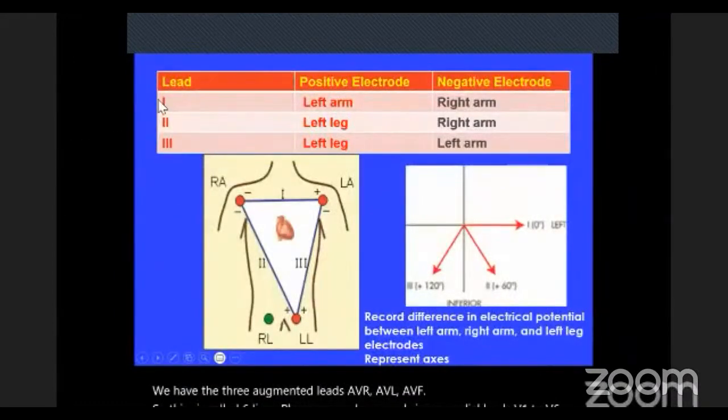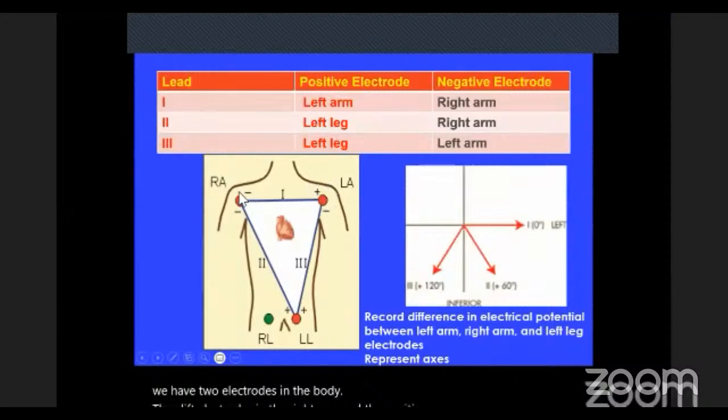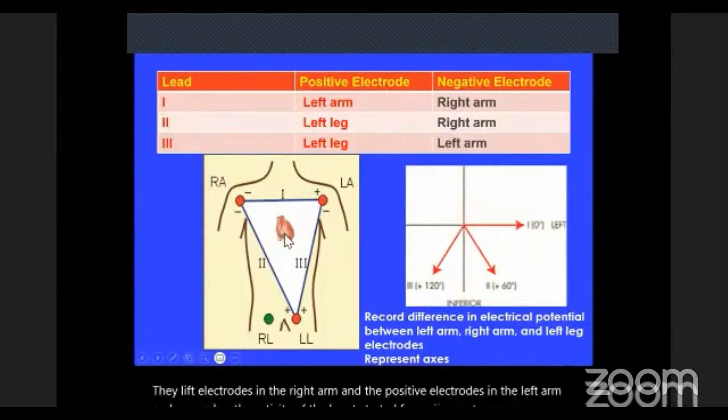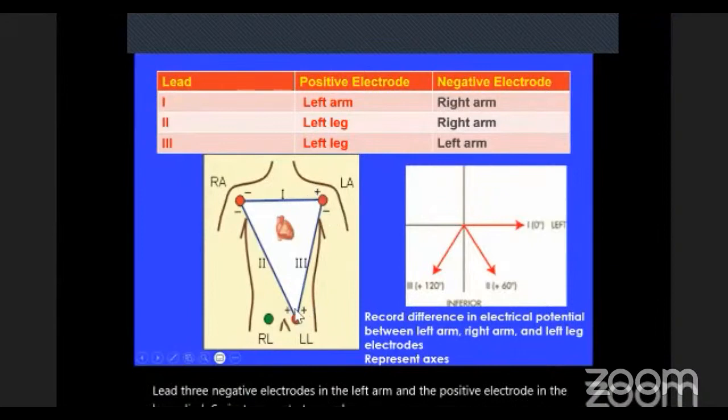We'll take them one by one. Lead 1 is true bipolar, so we have 2 electrodes on the body: the negative electrode on the right arm, and the positive electrode on the left arm. And remember, the activity of the heart starts from the sinus node, up, down, right to left. So that is lead 1. Lead 2, the negative electrode is again the right arm, but the positive electrode is on the lower limb. Lead 3, the negative electrode is on the left arm and the positive electrode on the lower limb. So just concentrate on where the positive electrode is for each lead.